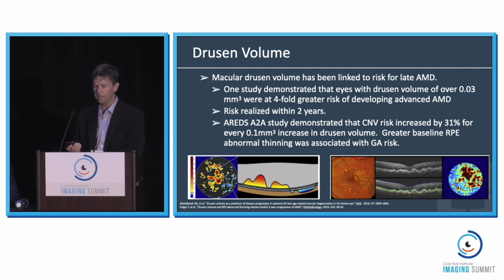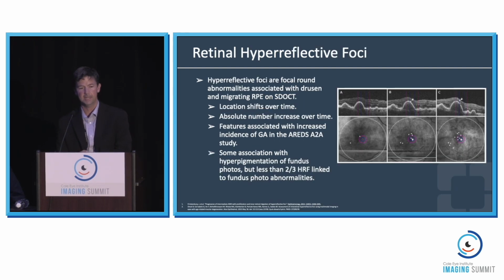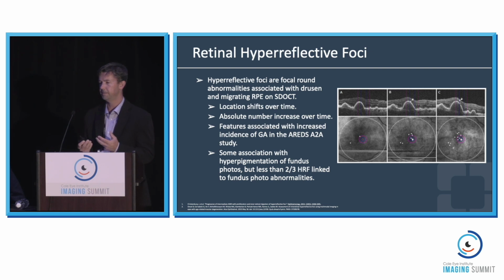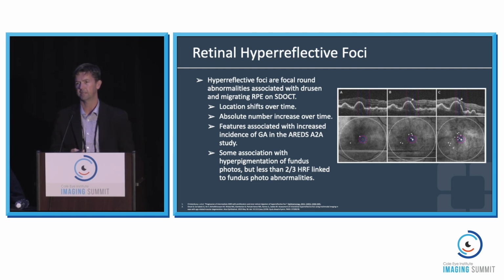This was shown in the AREDS A2A study, and has also been shown in multiple other studies, that this link with drusen burden may be an important prognostic sign when we look at eyes at greatest risk for progression. Retinal hyperreflective foci has also been shown to be clearly linked to overall disease risk and progression to geographic atrophy. This has been seen in multiple different data sets and is an important thing to be looking for in your patients for risk of progression to geographic atrophy.